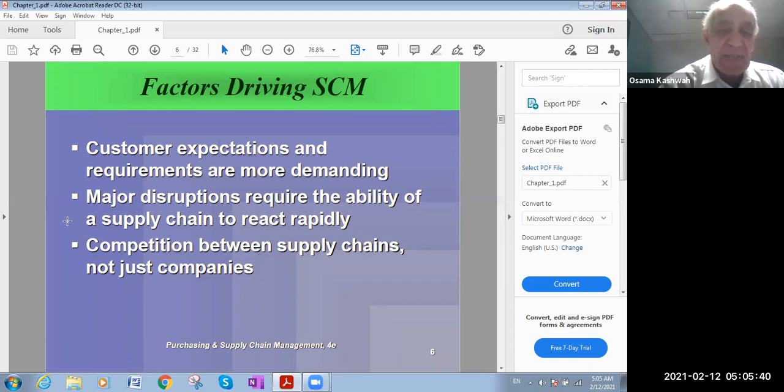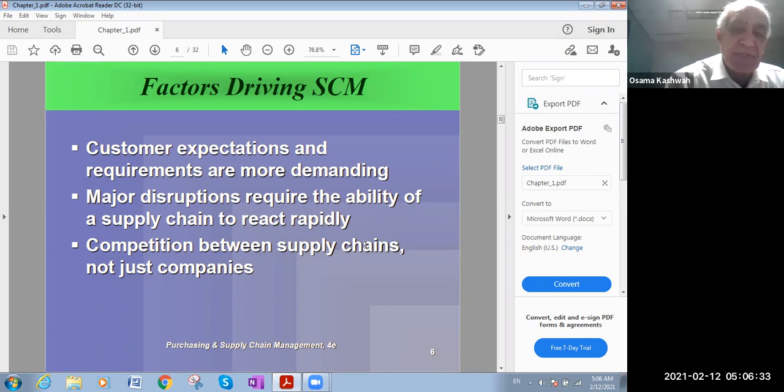Major disruptions require the ability of a supply chain to react rapidly. If you want to return something, if you want it done in a rush, if you want some services or goods to reach you on time, there must be accommodation to what you want. Because the customer, as you know, is the start and the end of all activities. We produce what the customer wants, and we try to satisfy the customer's needs by our production. Supply chain management is part of the production itself, part of the whole job functions of any management.